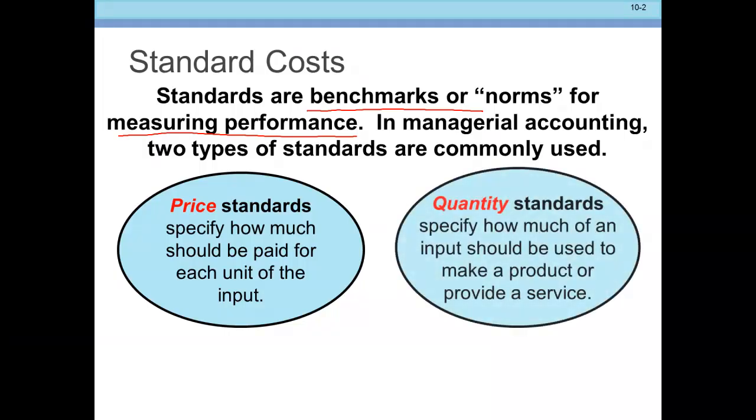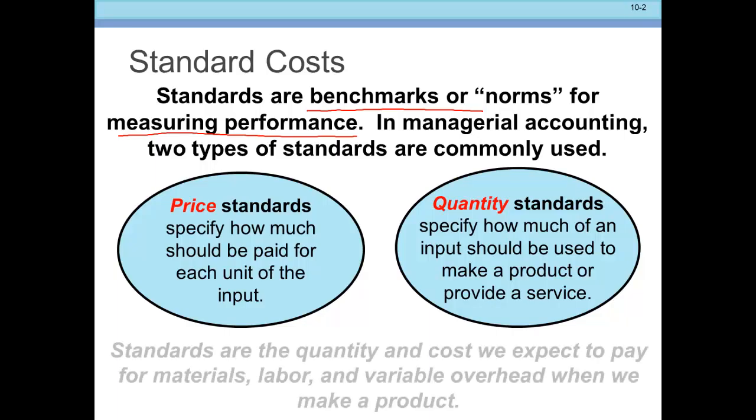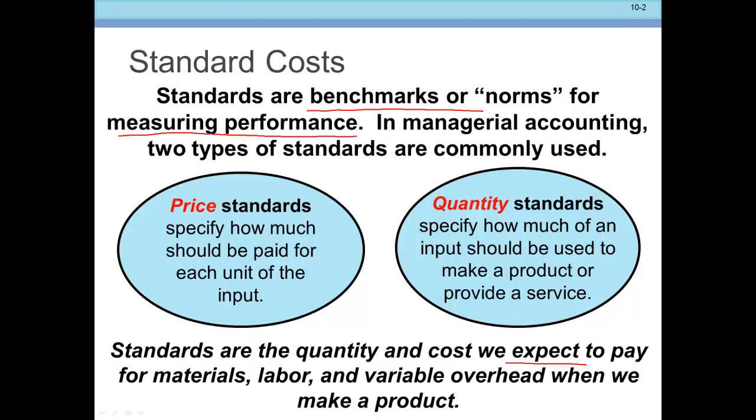Quantity standards specify how much of an input should be used to make a product or provide a service. For example, a car repair company may set labor time standards for the completion of various repair jobs. Or fast food restaurants, like McDonald's, have very exacting standards for the amount of meat going into a sandwich. Standards are the quantity and cost we expect to pay for materials, labor, and variable overhead when we make a product.